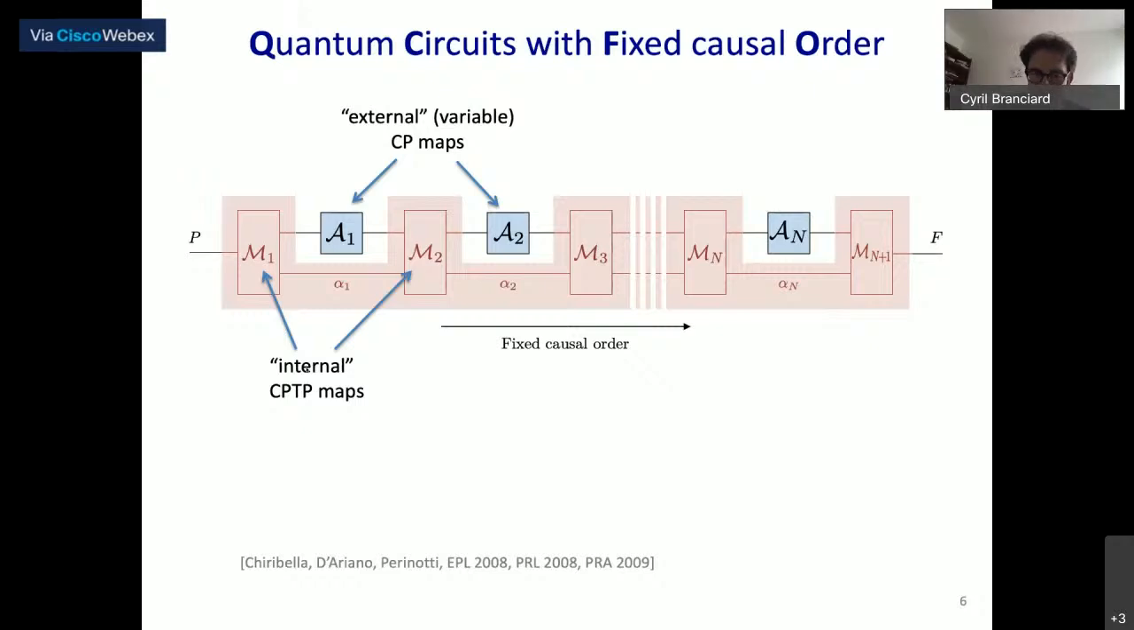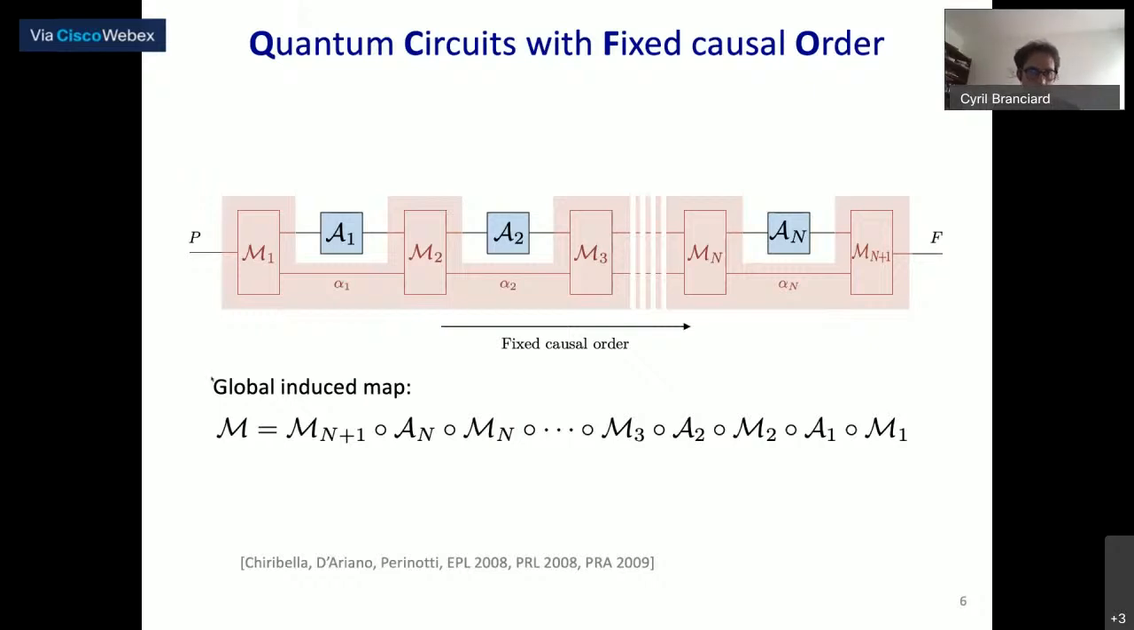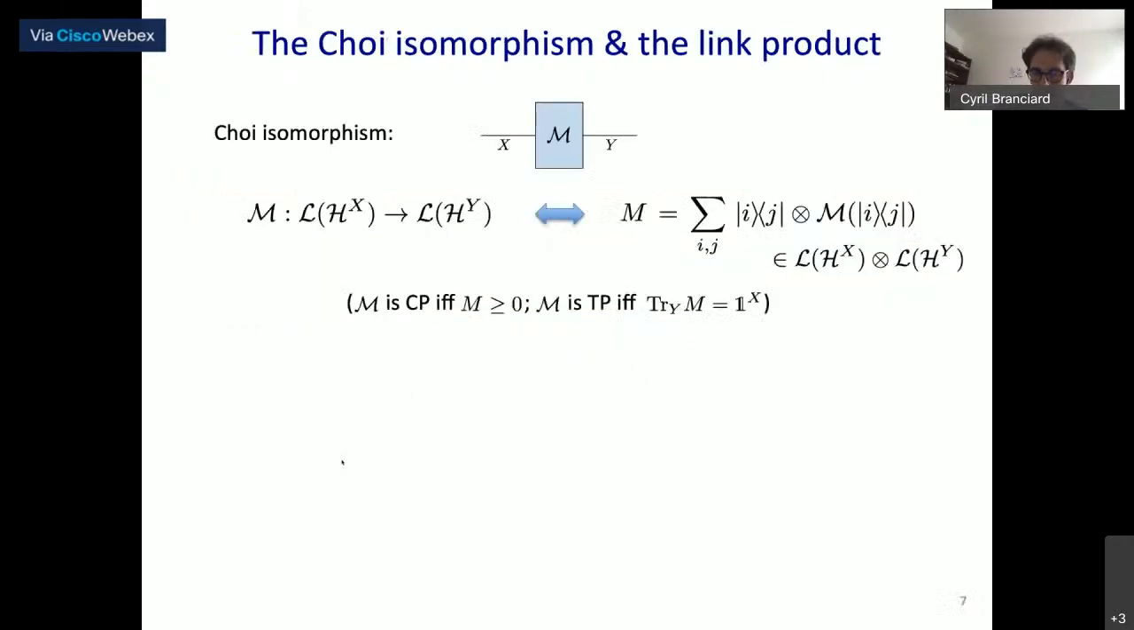So now, to analyze the supermap that is obtained from such a circuit, in order to obtain the global induced map from the past to the future, we just have to compose all the operations in the fixed order. So M1, then A2, M2, A2, up to the end. And now to go further with the technical details, I think I will skip that.